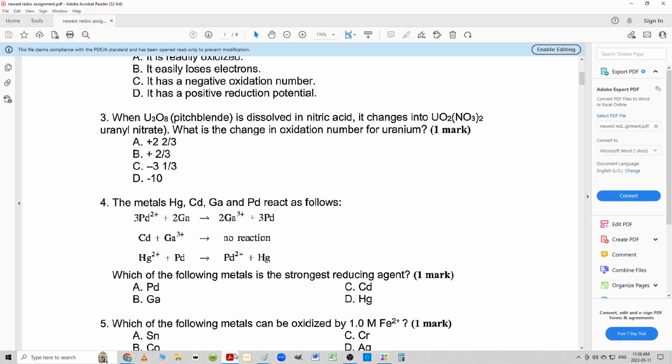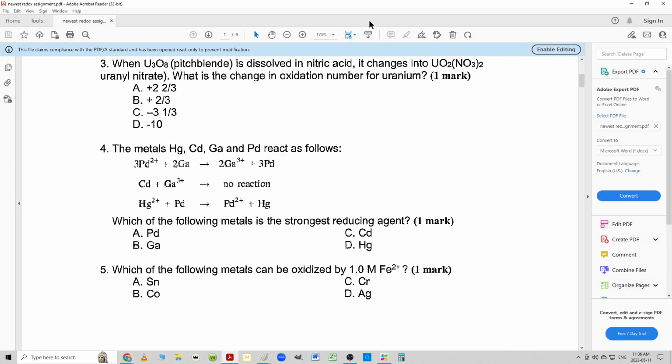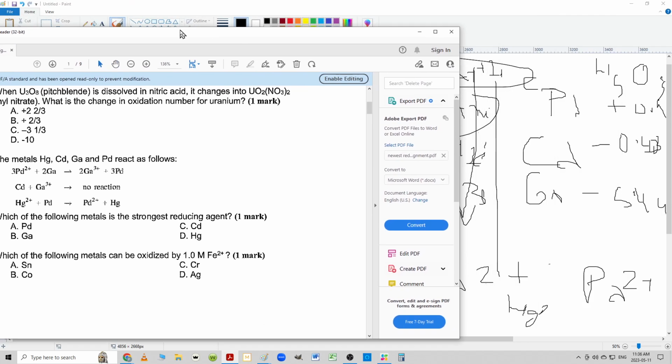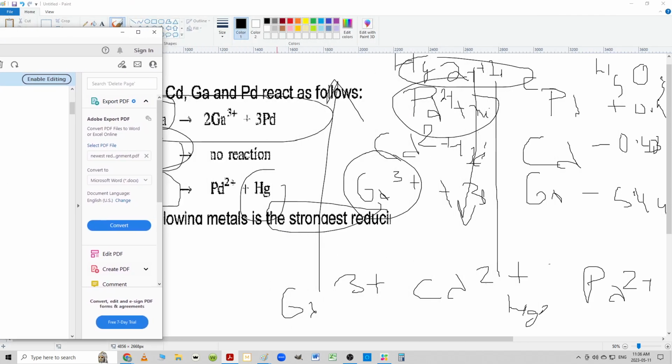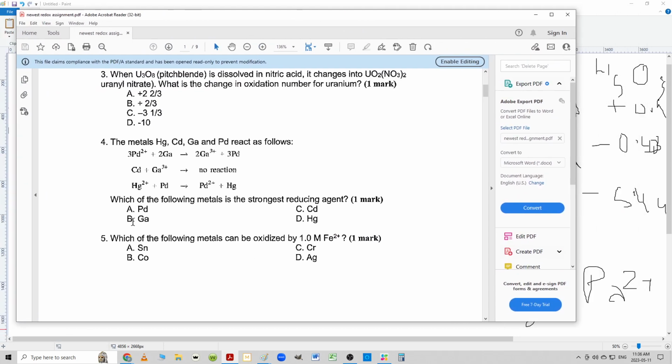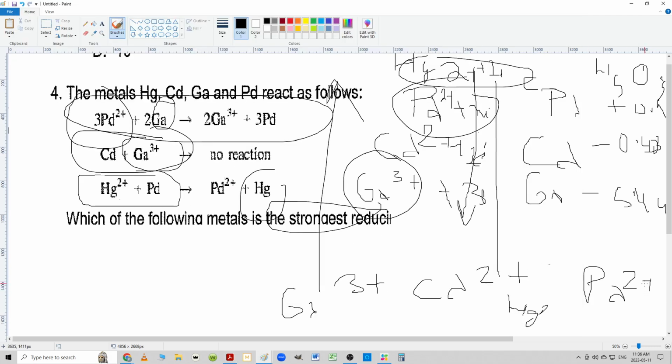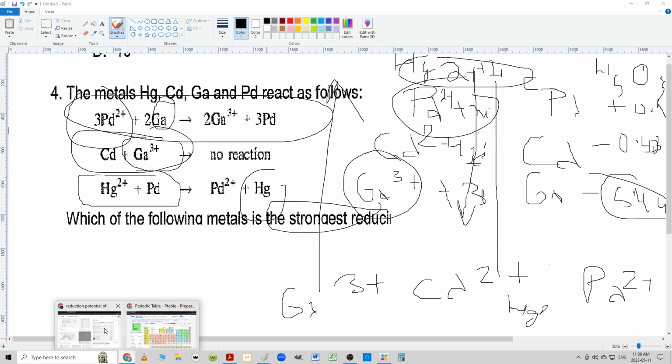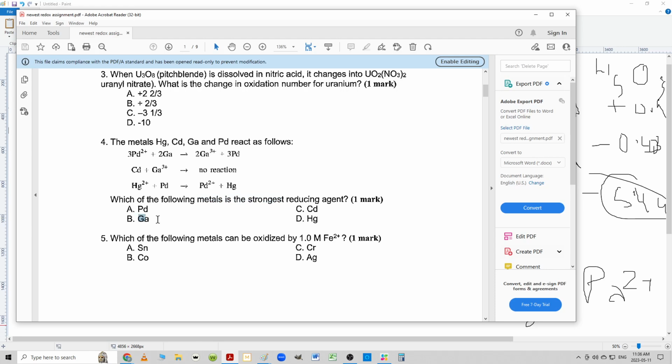So when we look at the answers, which one matches the one I've just described? Ga, Cd, Hg, Pd. Oh, they just want the one, the strongest one. So that's going to be the one at the bottom of the list. That's Ga3+, or Ga. There you go.